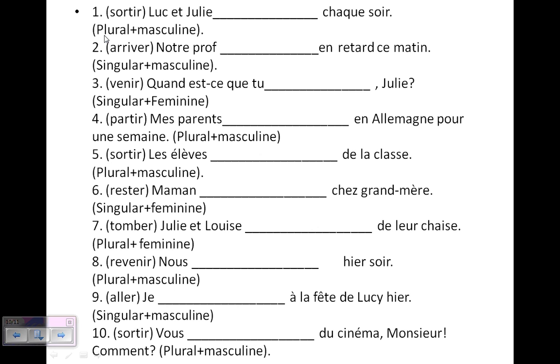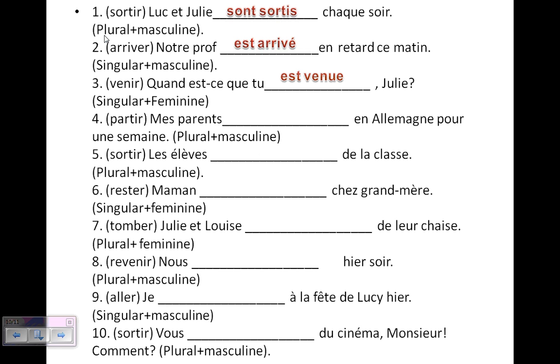Here we go again. Welcome back. Here's the solution of the exercise. Number 1. Luc et Julie sont sortis. See, Luc masculine, Julie feminine. I just said that if you have a masculine and feminine, you have to agree with the masculine. It's plural though, because there are 2 people. See, I put it underneath plural masculine in parentheses. Sont sortis. That's how you spell it, with an S. 2. Est arrivé. Notre prof est arrivé en retard ce matin. It's singular and masculine. So no E at the end.